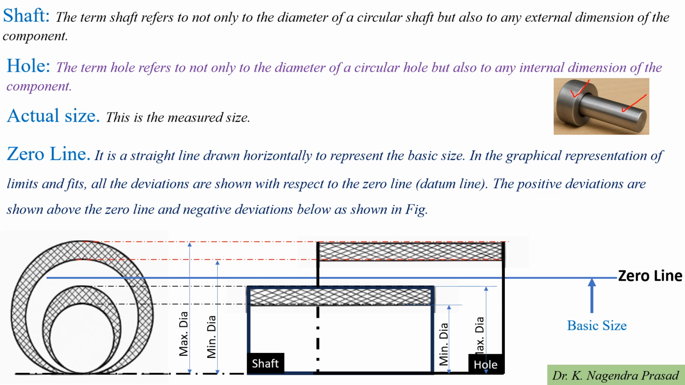So let's see it schematically. Here the basic size is represented by a horizontal line. The line we are calling the zero line. In the graphical representation of limits and fits, all the deviations are shown with respect to this zero line or the bottom line. So in general, positive deviations are shown above the line and the negative deviations are shown below this line.